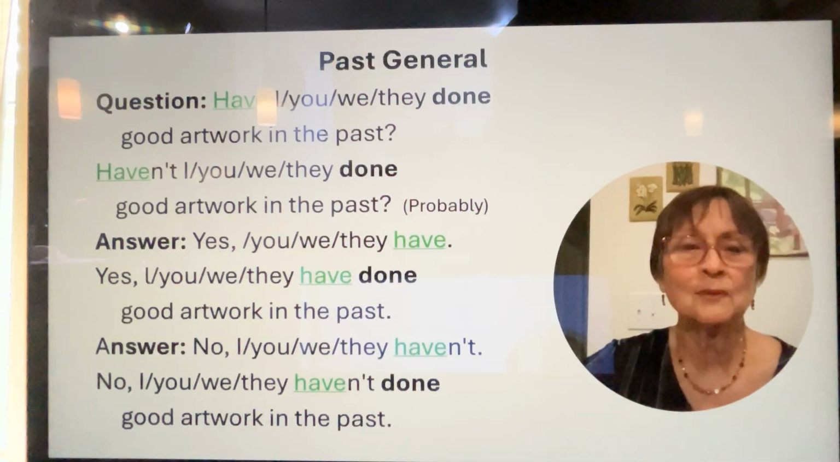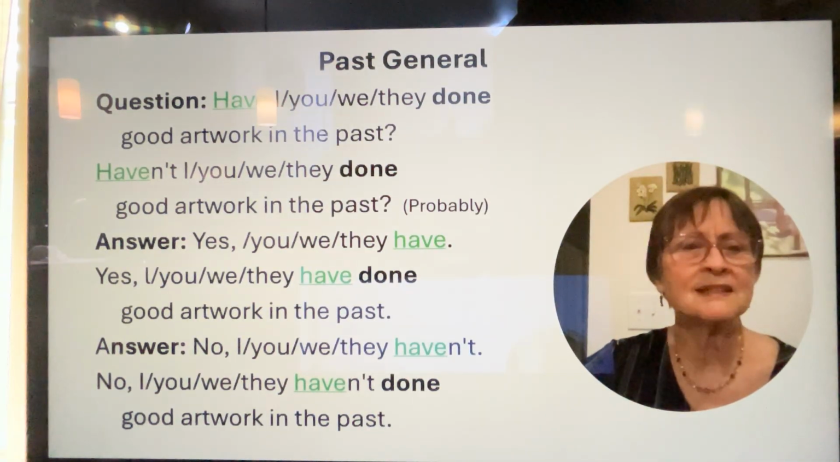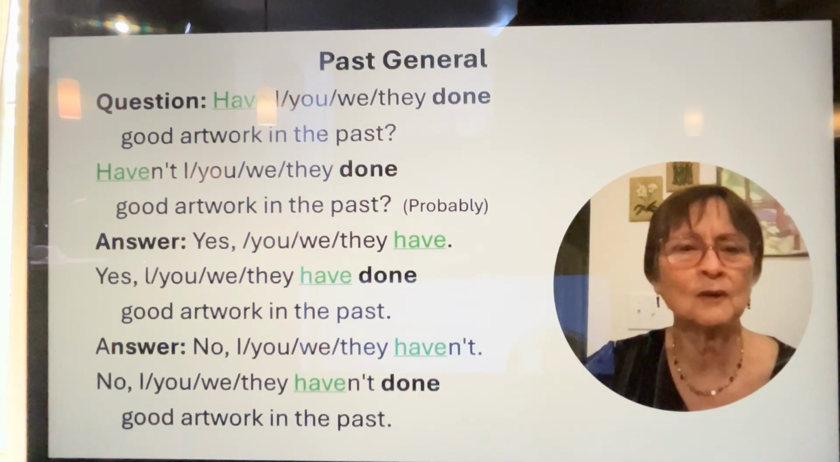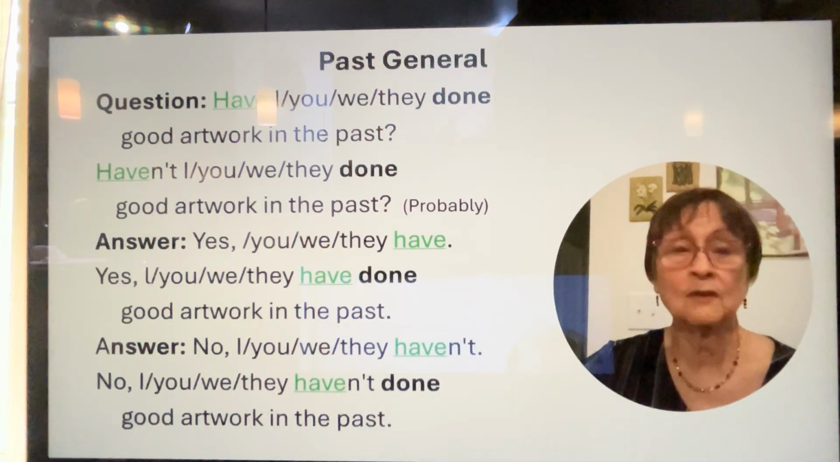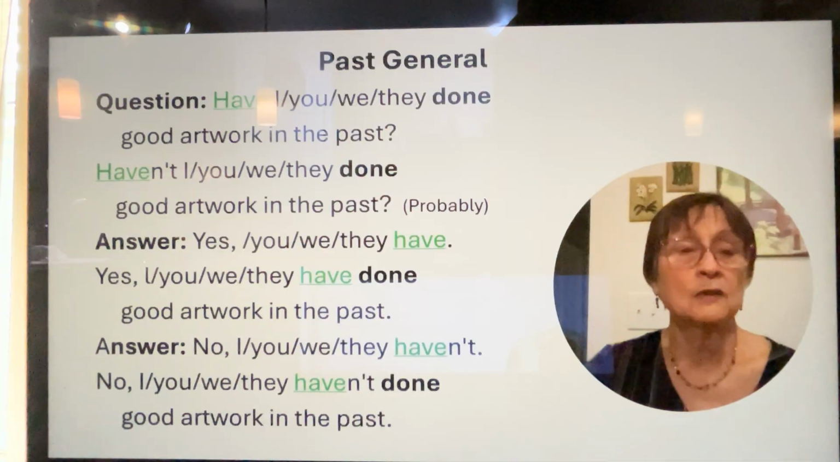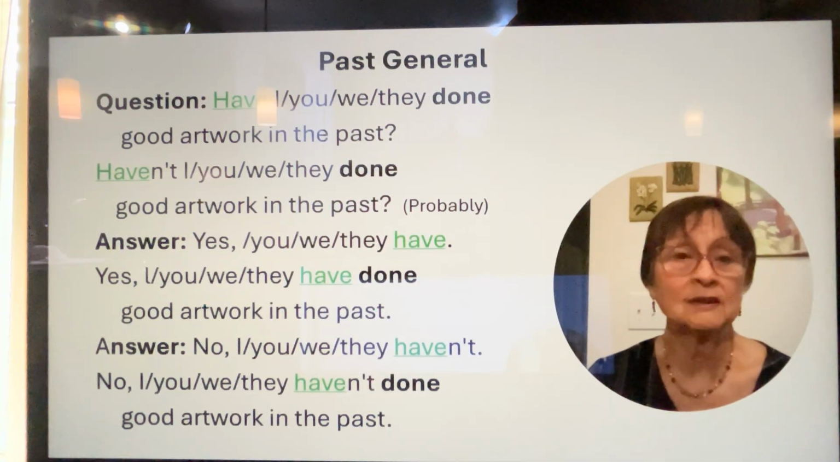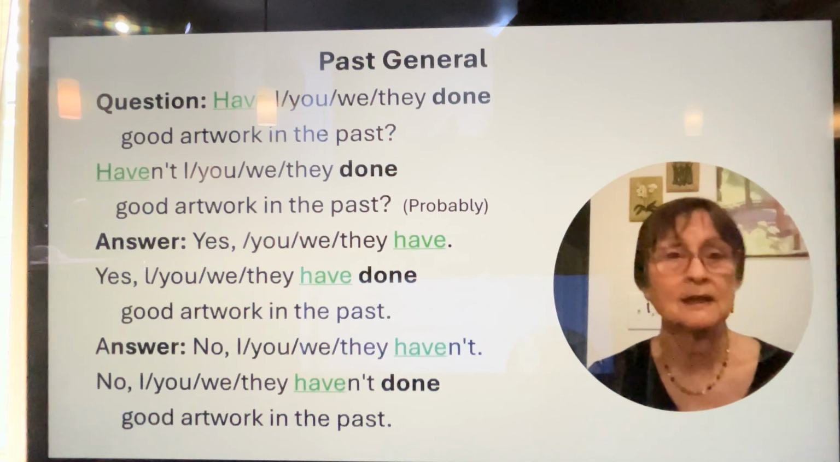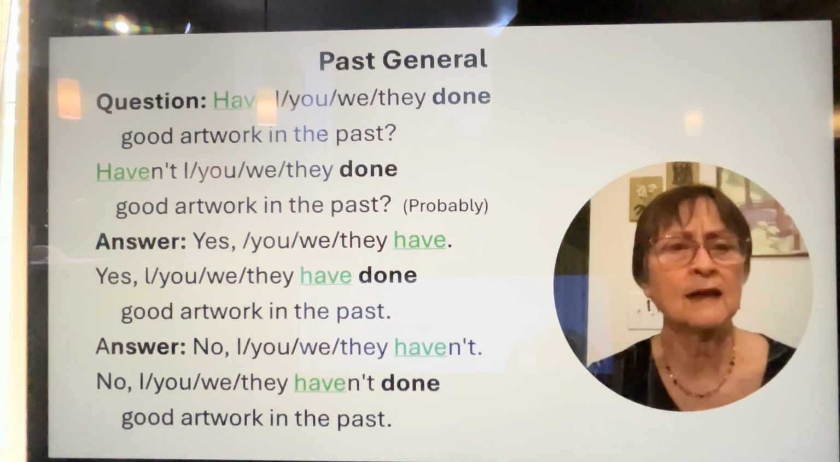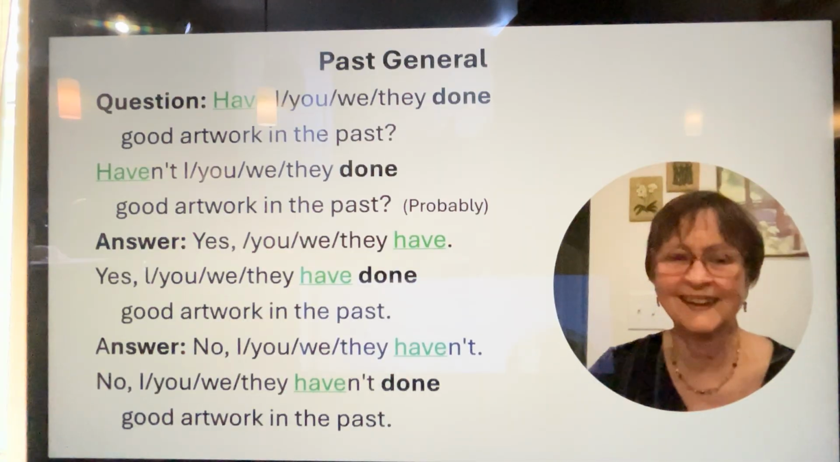And if the answer is yes, yes, I, you, or we, or they have. I forgot I again for some reason. Yes, I, or you, or we, or they have done good artwork in the past. No, I, or you, or we, or they haven't. There's no verb there, just a helper. No, I, or you, or we, or they haven't done good artwork in the past. I'm sorry about forgetting I a few times. I guess I thought the hash was an I.